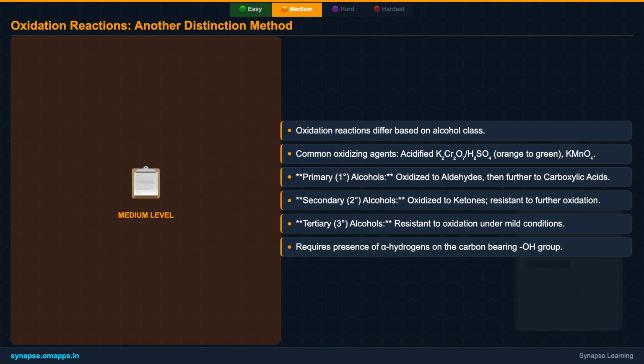Primary alcohols oxidize first to aldehydes, then further to carboxylic acids with the same number of carbon atoms. Secondary alcohols oxidize to ketones, which are resistant to further oxidation under mild conditions. Tertiary alcohols, lacking a hydrogen atom on the carbon bearing the hydroxyl group, are resistant to oxidation under mild conditions. Stronger conditions would lead to C-to-C bond cleavage.